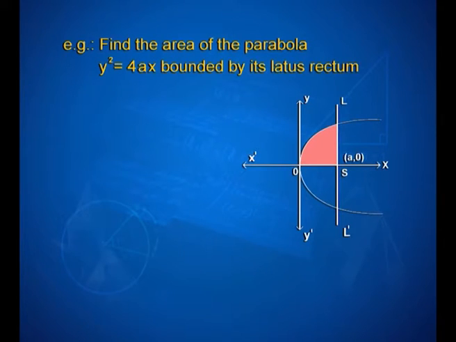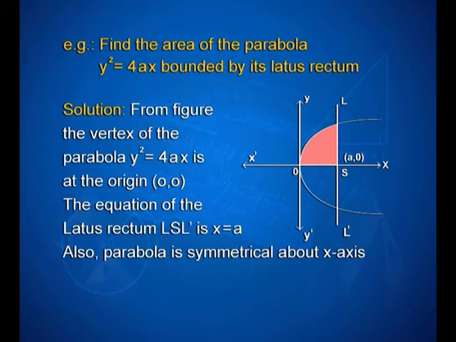One more interesting example here. Find the area of the parabola y squared is equal to 4ax bounded by its latus rectum. For the solution, from the figure, the vertex of the parabola y squared is equal to 4ax is at the origin O, and the equation of the latus rectum LSL' is x is equal to a. Also, the parabola is symmetrical about the x axis.